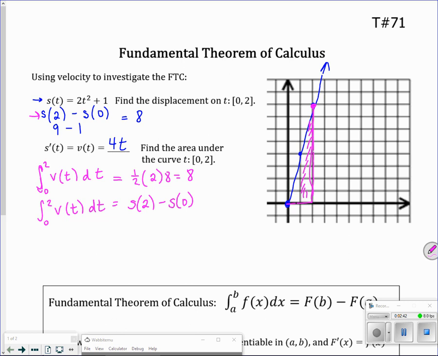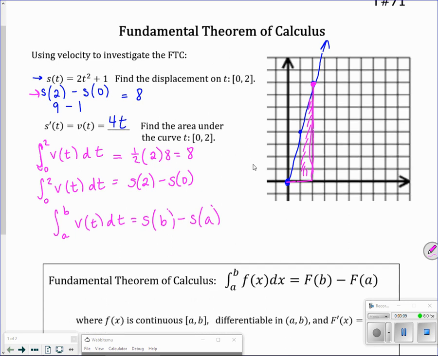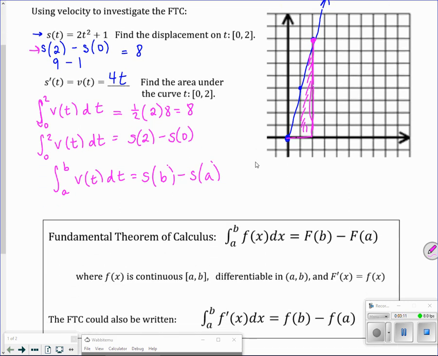So I could say that the integral from a to b of velocity is going to be the change in position, let me put a's and b's, I'll get it together in a second: s sub b minus s sub a. And we're using velocity to show the formula, because with the f's it's kind of hard to understand.